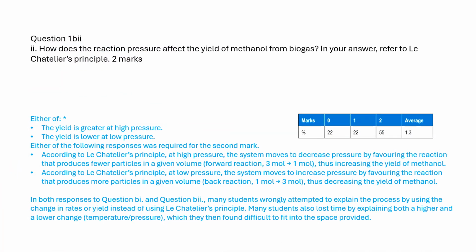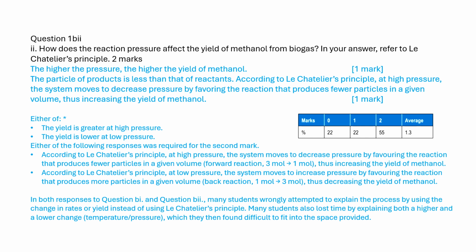The higher the pressure, the higher the yield of methanol. The particles of products are fewer than those of reactants. According to Le Chatelier's principle, at high pressure, the system moves to decrease pressure by favoring the reaction that produces fewer particles in a given volume, thus increasing the yield of methanol.